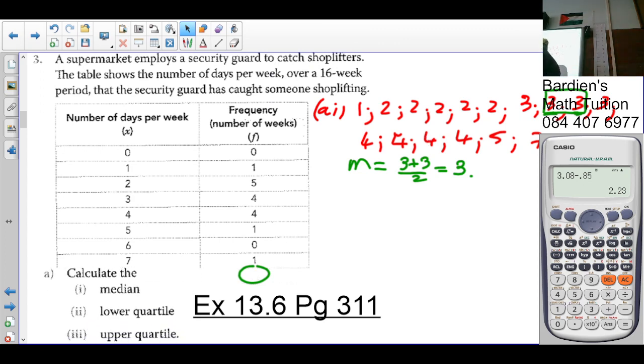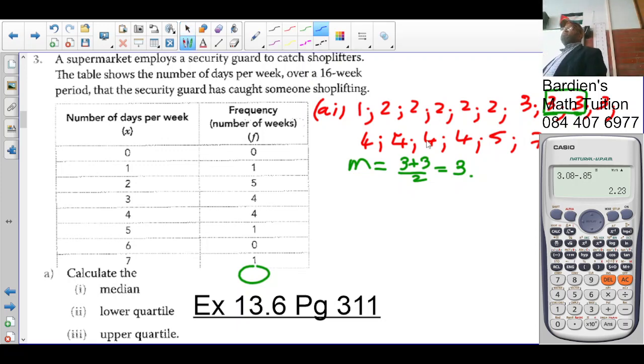The lower quartile. So what do I do with those numbers? Do I cross both out? No, no. I draw a wedge between them. The one forms part of the bottom set of data, the other one forms part of the top set of data, not so? So how many values are here? 8 numbers. So how many numbers are in the middle? 2.